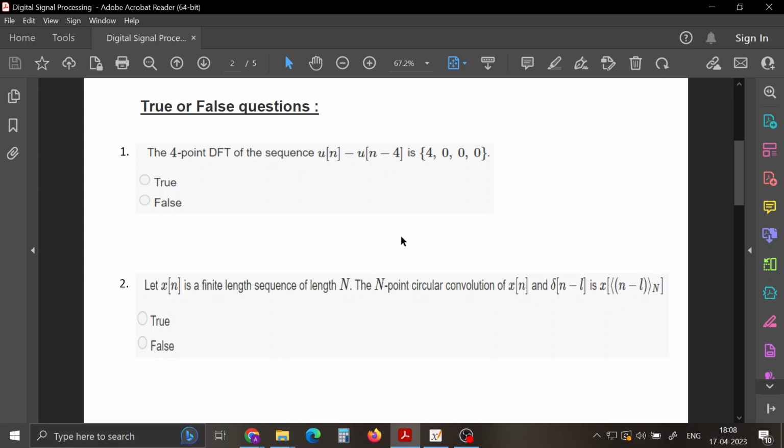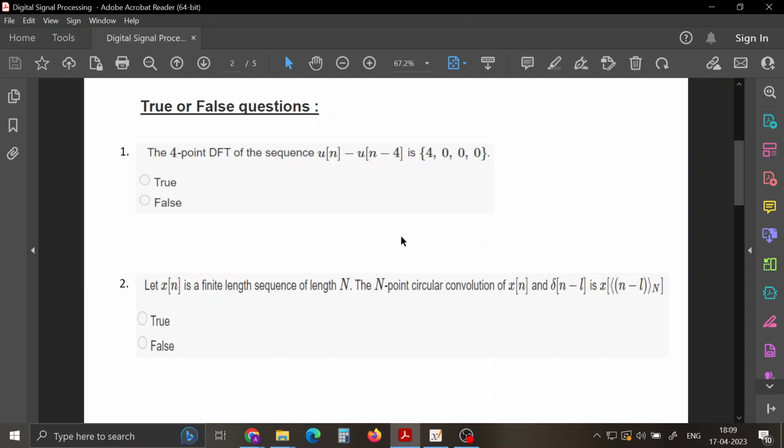These are true or false questions. We need to determine if these statements are true or false along with the justification. So let's start with the first one. Question number 1 says that the 4-point DFT of the sequence u of n minus u of n minus 4 is 4, 0, 0, 0. We have to state whether it's true or false, and of course justify our answer.